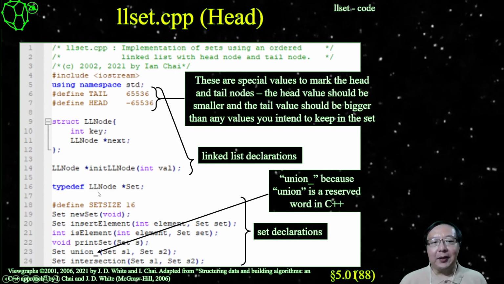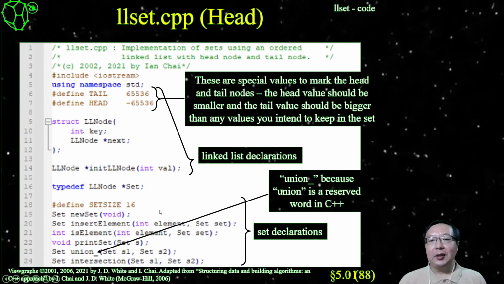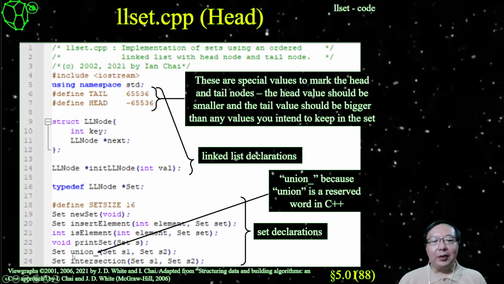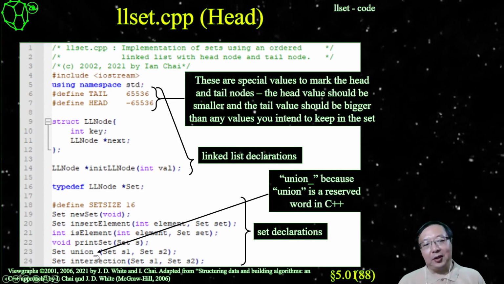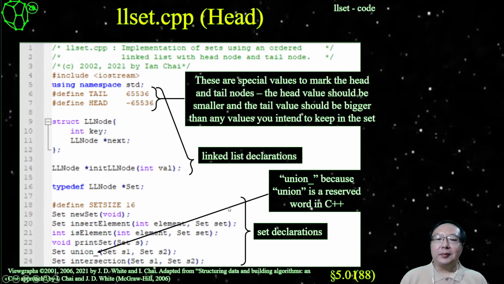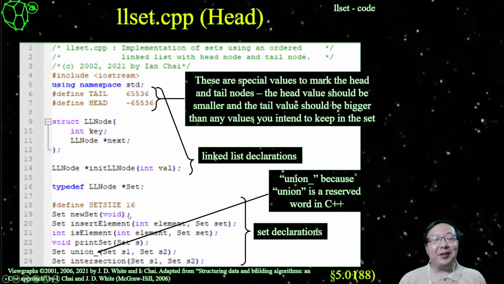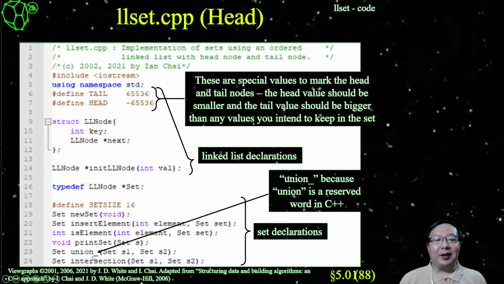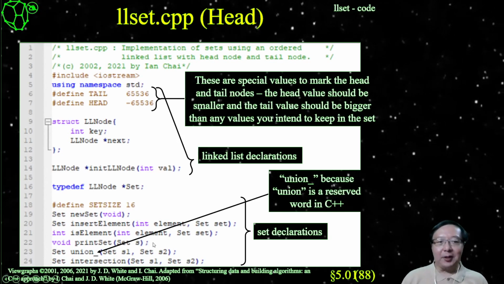And we just typedef the LL node to set so that we can just refer to it as a set like that. By the way, union is a reserved word in C++, so that's why I had to say union underscore. In C, I didn't have to say union underscore. So when I converted this from C, at first I got an error there. I'm like, what's going on? And then I found union is a reserved word in C++.